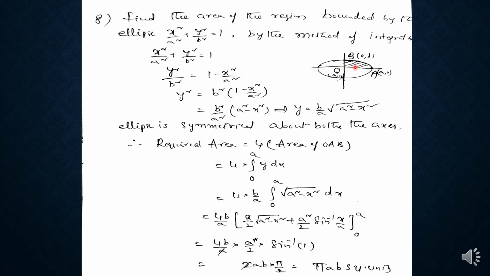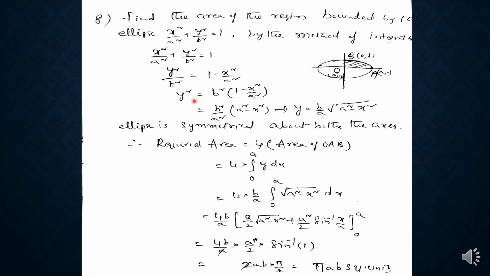So after finding the area in the first quadrant, by multiplying it by 4 we will get the total area of the region bounded by the curve, that is the ellipse. So from the given equation x square by a square plus y square by b square is equal to 1, we can write y square by b square is equal to 1 minus x square by a square, and y square by b square is equal to a square minus x square by a square.